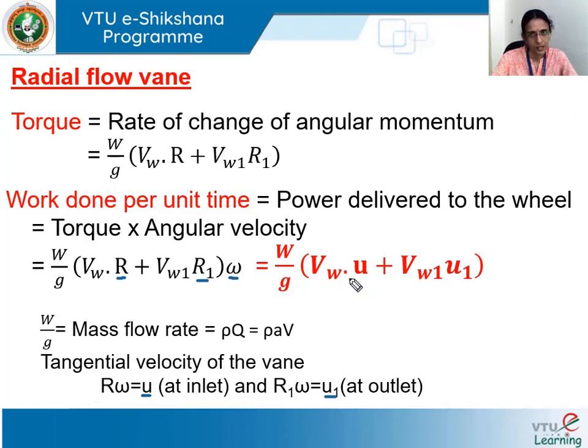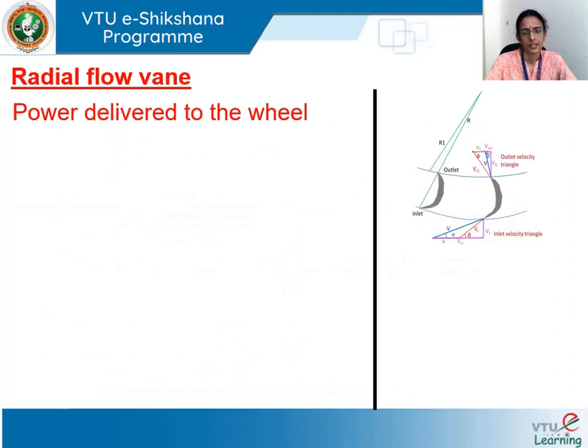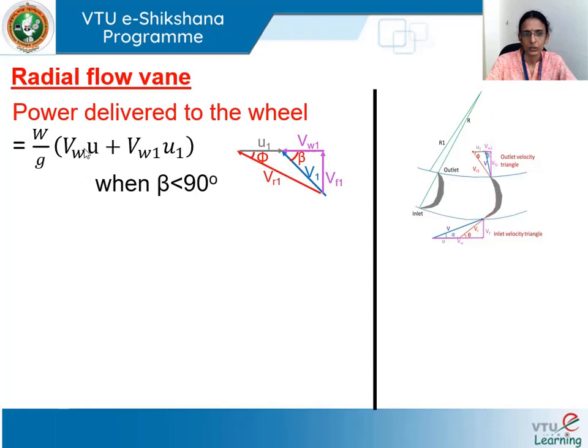Remember, this is the case when beta is less than 90 degrees, that is what the diagram we have drawn. Also, this mass flow rate W by G can also be written as mass density rho multiplied by the discharge Q, or rho into area into velocity, where A is the area of the jet. And thus, in the case of a radial flow vane, where water enters the wheel tangentially at one end and flows through the wheel radially, the power delivered by the water to the wheel is given by W by G into VW U plus VW1 U1.